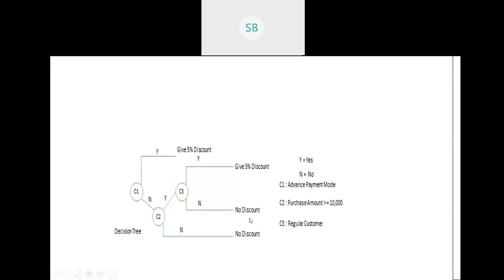So this kind of thing is known as the decision tree, where we have the condition and action. These are the conditions C1, C2, C3, and these are the actions. And we have only these two entities: either yes or no. But in some cases, we may not be sure what it is, and a maybe answer may be there, but it's not possible here.